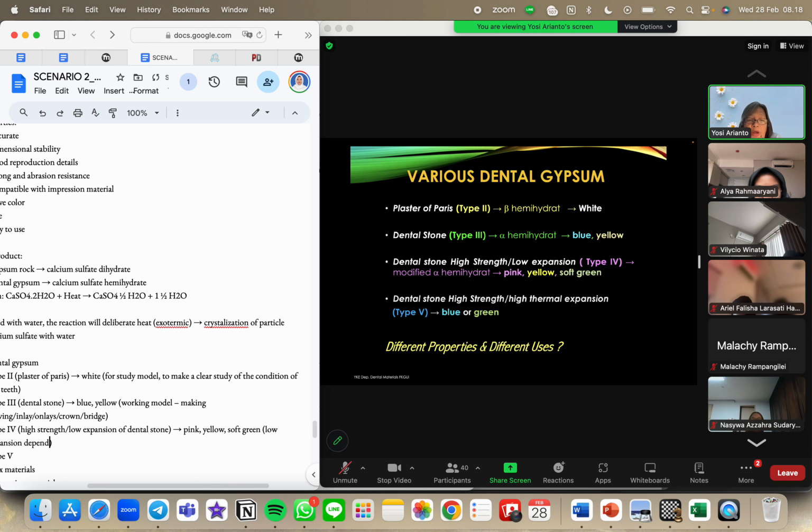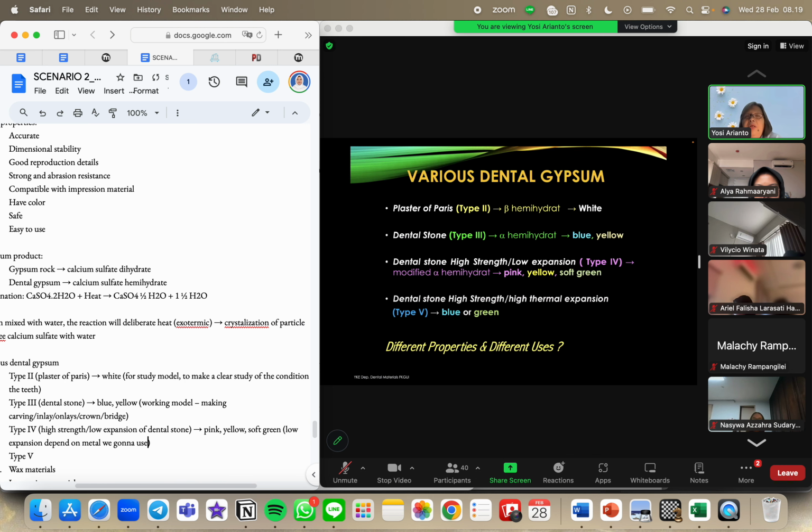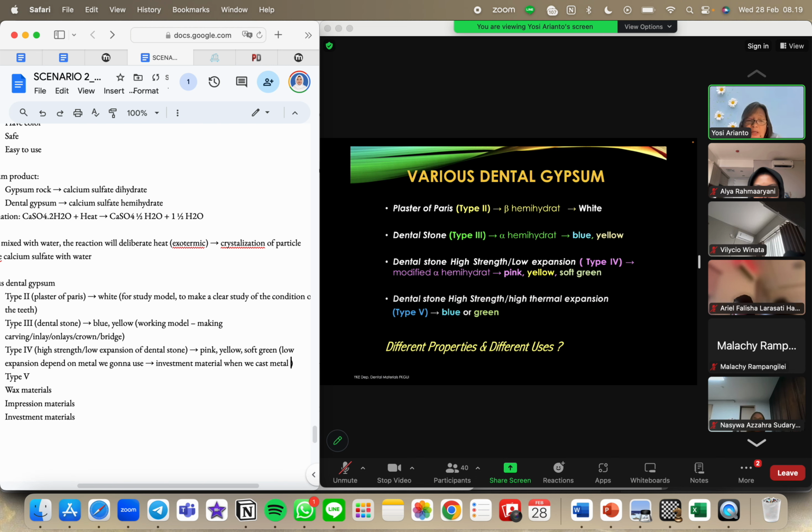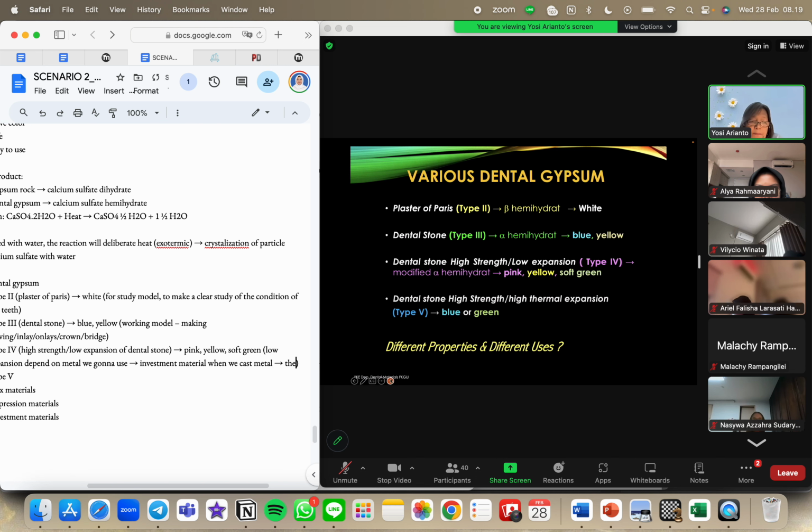And then we have the dental stone high strength, high thermal expansion. Sometimes it is also used as an investment material when we are going to cast metal which has a higher expansion, so that it will be compensated with the thermal expansion of the dental stone or investment materials. Okay.